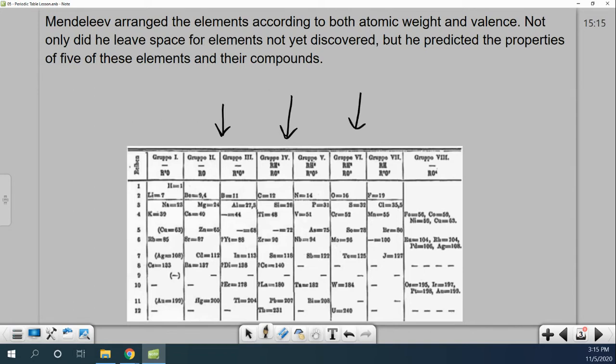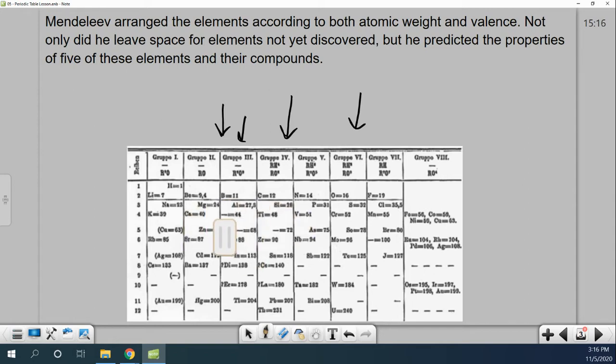So this is his same table, he just updated it a bit, did a little more organizing, made it look nicer. Not only did he leave space for elements not yet discovered, if you take a look here, he says there's a blank here. There should be something between 65 and 72 that has the same properties as aluminum. Just, he's looking at the weights and looking at how the things react. There's a blank in my table that needs to be filled.